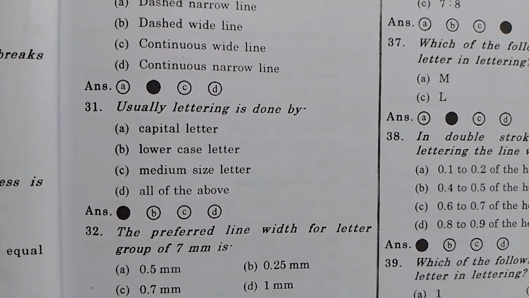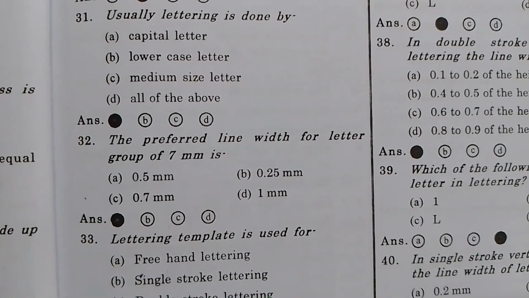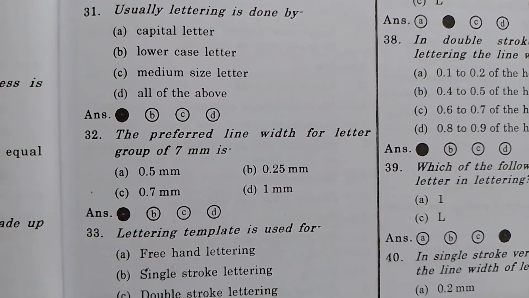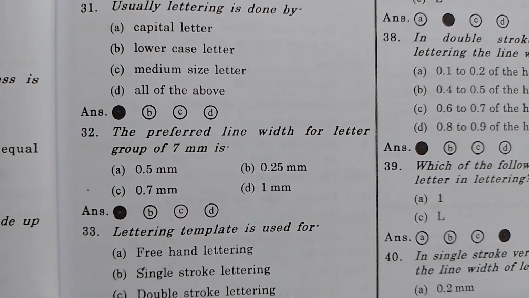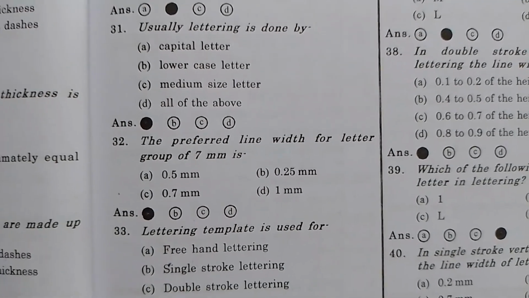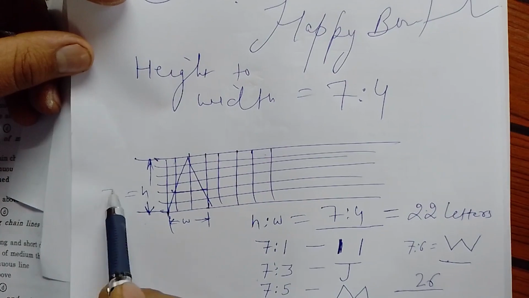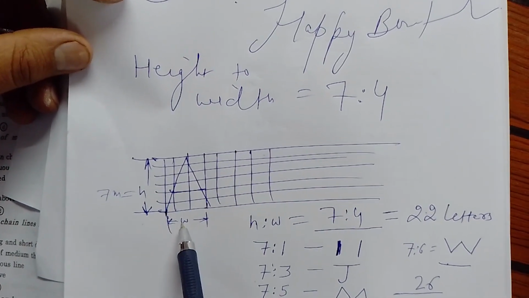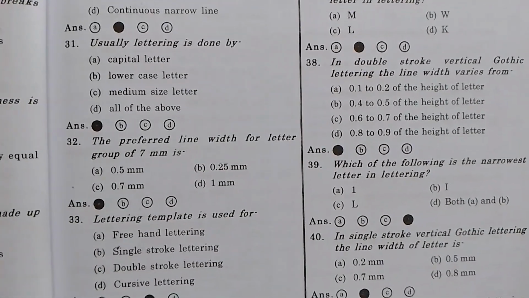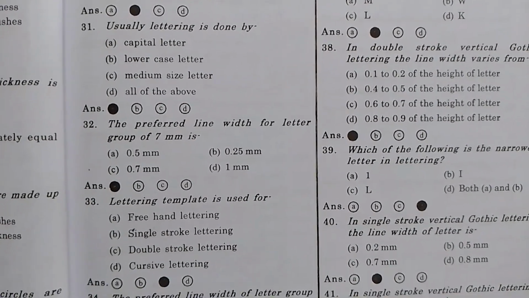Question number 32. The preferred line width for letter group of 7 mm is. When we write in 7 mm height, this is the height I have already discussed. This is our height, this is h. When this height is 7 mm, then the width automatically reduces. This is 0.5 mm. For 7 mm it is 0.5 mm.